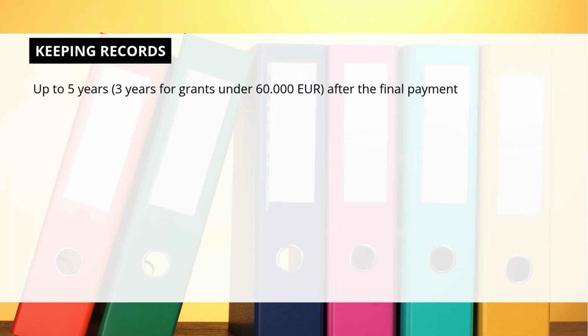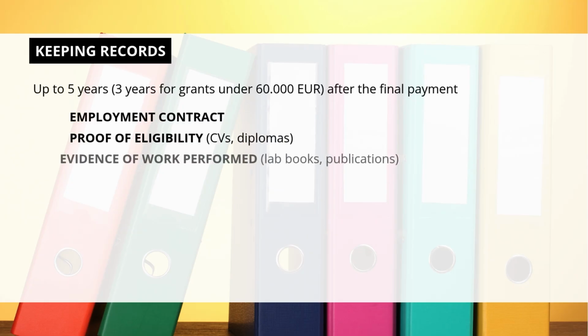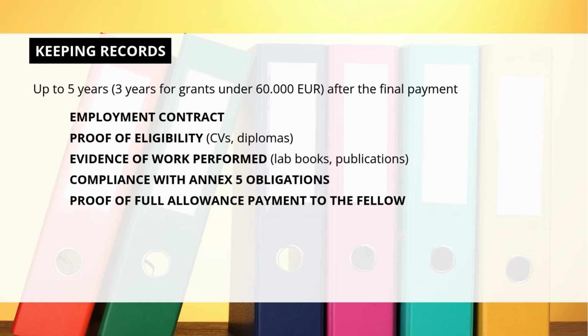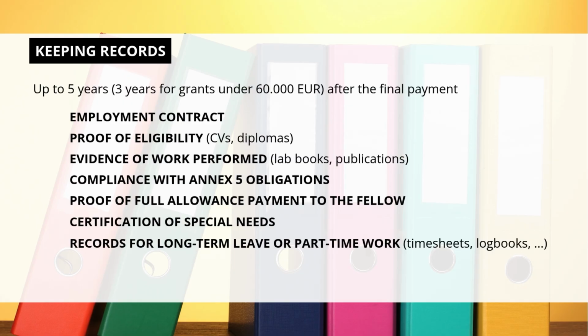Required documentation includes employment contracts, proof of eligibility, evidence of work performed, compliance with Annex 5 obligations, proof that all due allowances have been paid in full to the fellow, certification of special needs, records for long-term leave or part-time work, and documentation confirming family status.